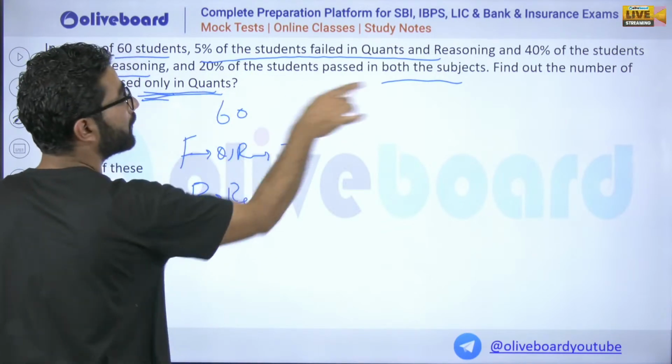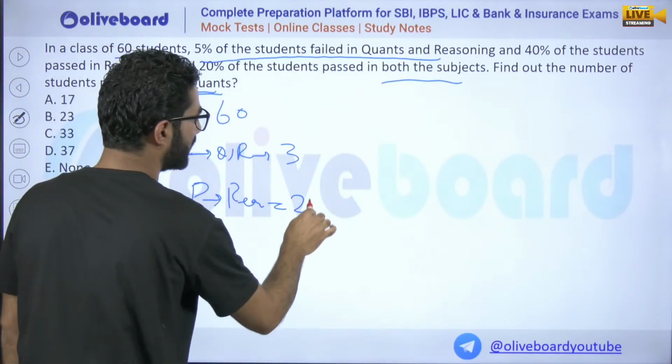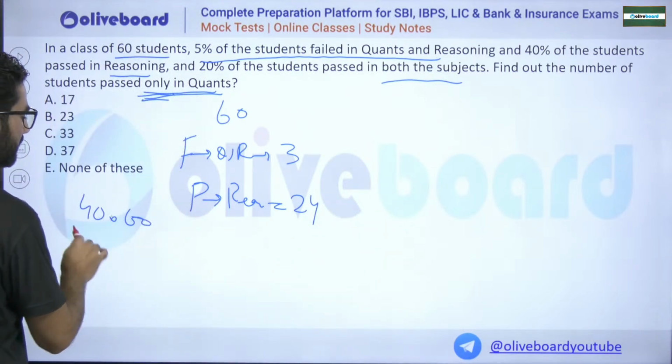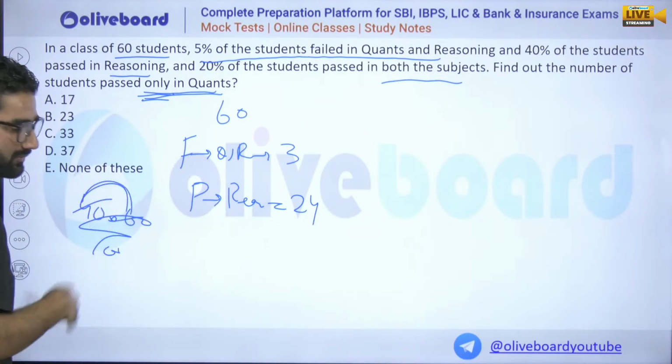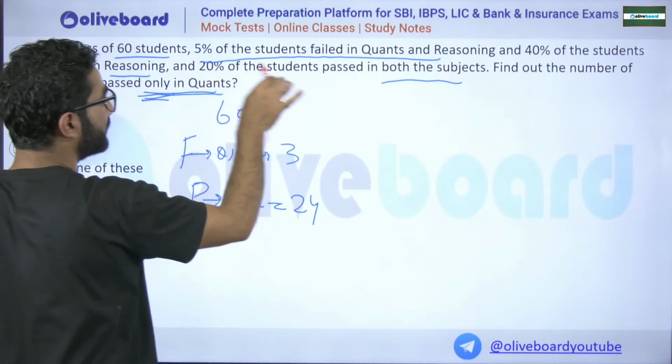That is nothing but the 40 percentile. If you calculate the 40 percentile of 60, it will be 24. How to calculate fast? It will be 40 multiplied by 60 divided by 100. We always try to multiply these two terms. Simple, 40%.